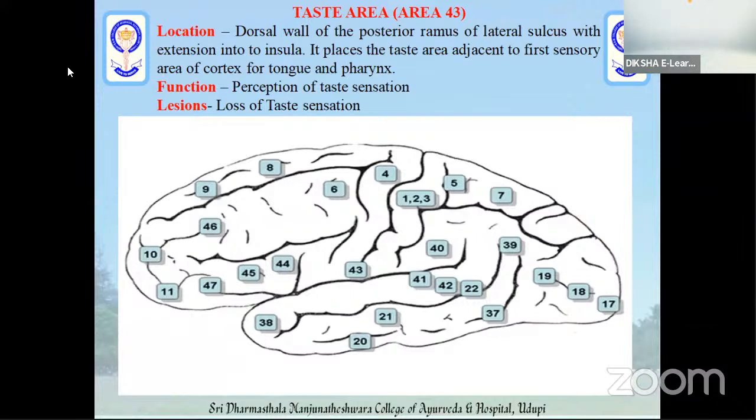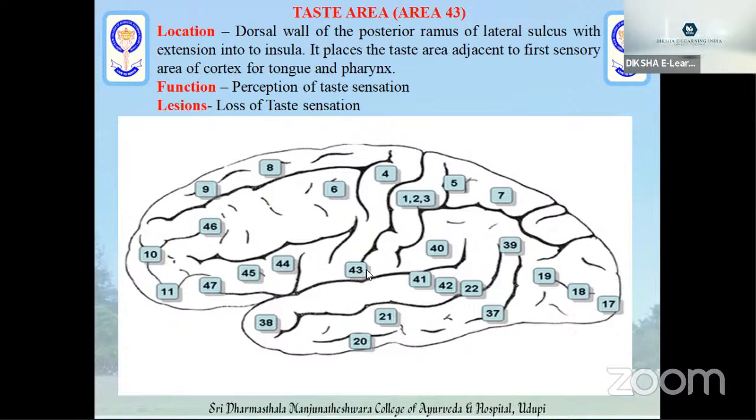Next, taste area. Where is it located? It is located in the dorsal wall of the posterior arm of the lateral sulcus with extension into the insula, so into the central lobe also. It places the taste area adjacent to the first sensory area of the cortex of the tongue and pharynx.